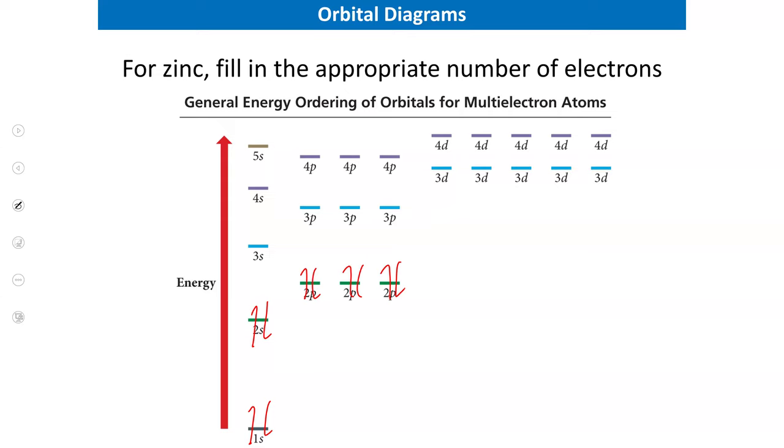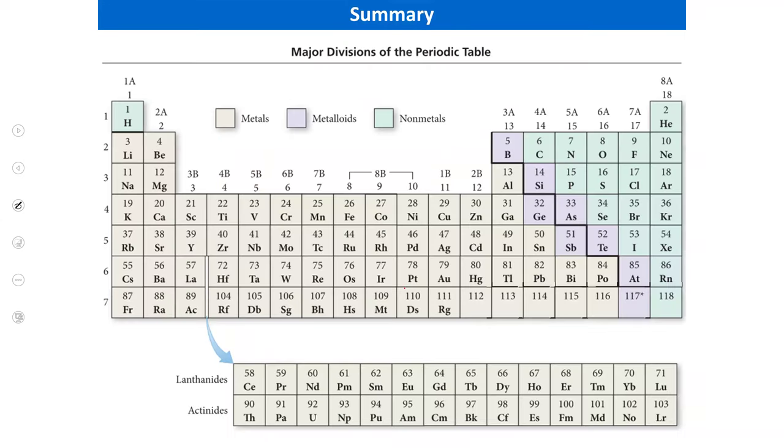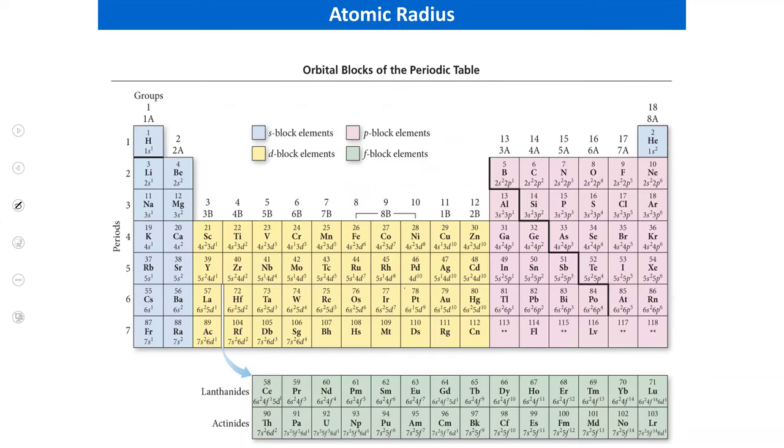Basically, you fill up from the bottom because you put your electrons into the lowest energy states first before you put them into the higher energy states, which makes sense. If you put an electron into a high energy state, it's going to fall back down into a low energy state if there's room available. And this is just a reminder of how the periodic table is built up and how the different orbital blocks work on the periodic table. Everybody remember? S block, D block, P block, F block.